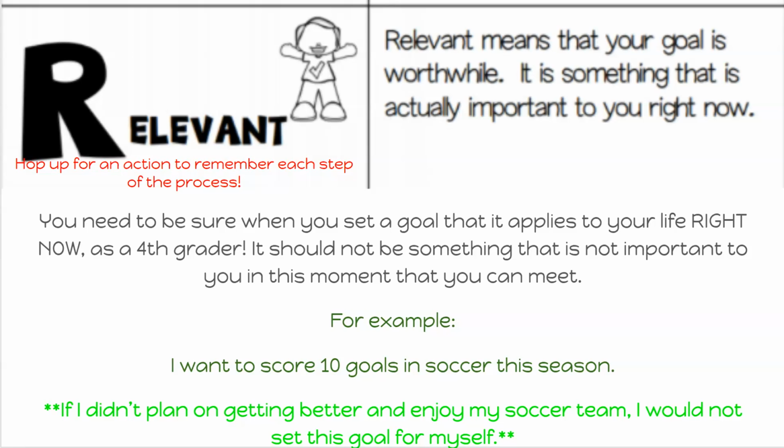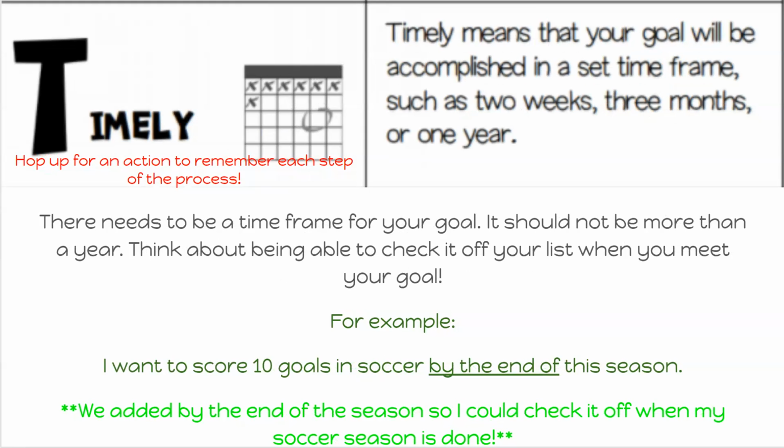Okay. The last letter in our SMART goals is T, and the T stands for timely. That means you are able to set a time frame for when your goal should be met. So you could say in 2 weeks, you could say in a year. So in my goal, I said by the end of this season is when I wanted to score my 10 goals. I can get to that last game of my year. I know it. It's on my calendar.